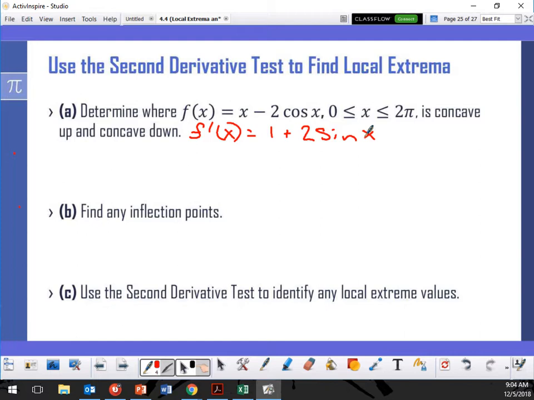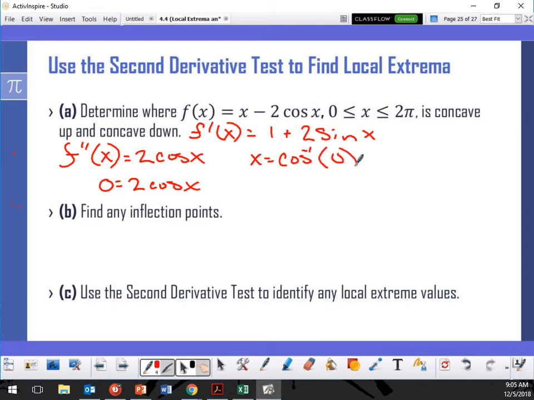Concave up, concave down. So now take another derivative, right? So f double prime of x is going to be 2 cosine x. Now, where's that equal 0? So 0 equals 2 cosine x. The 2 is going to go away. So it's basically going to be x equals arc cosine of 0. So what does that actually mean?